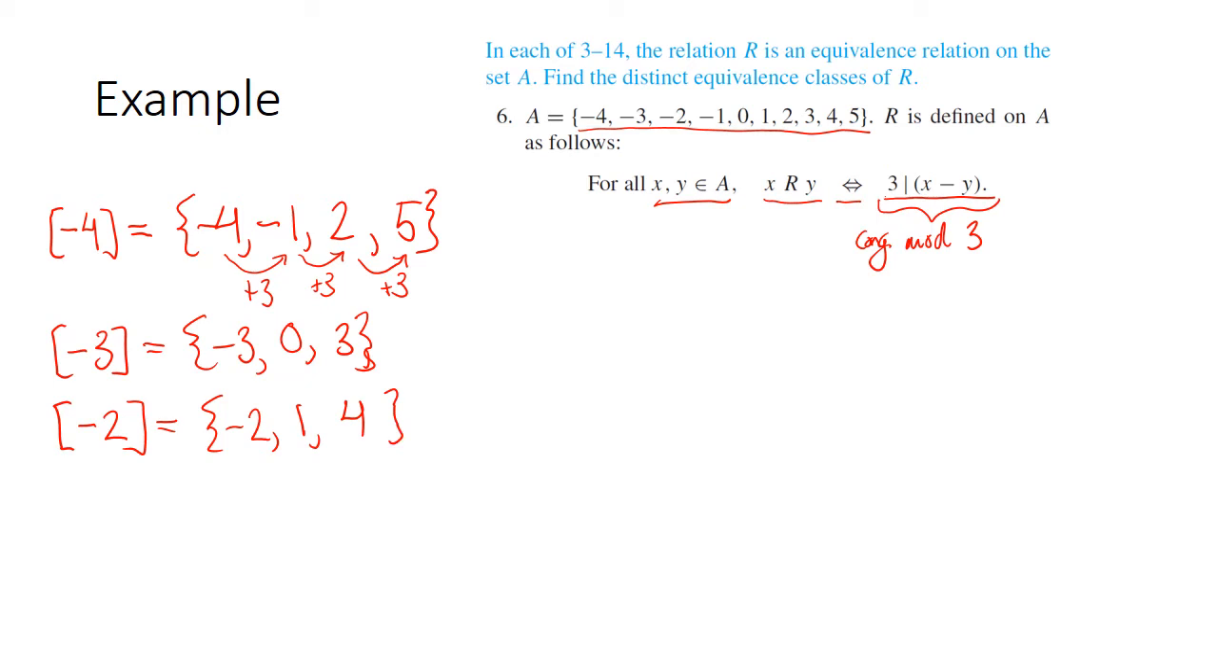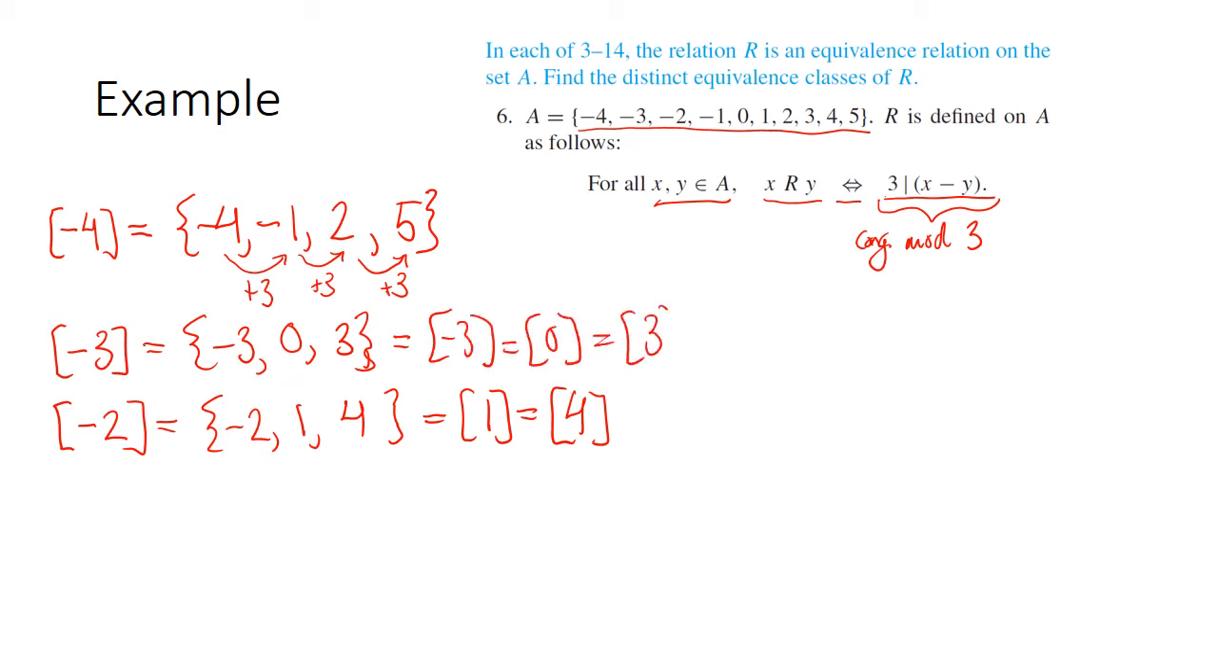So this covers all the values of A, and these are the only 3 distinct equivalence classes. The rest of them are equal to these. For example, this is the same as the equivalence class of 1, which is the same as the equivalence class of 4, and so on and so forth. You could do that for all of these.